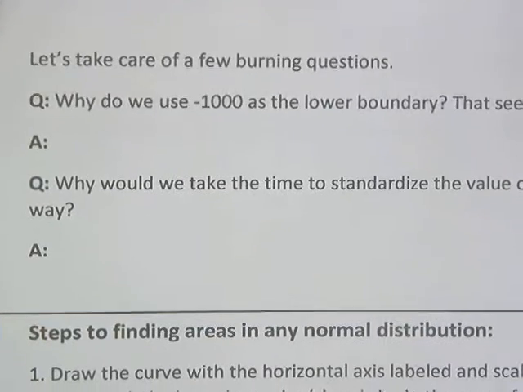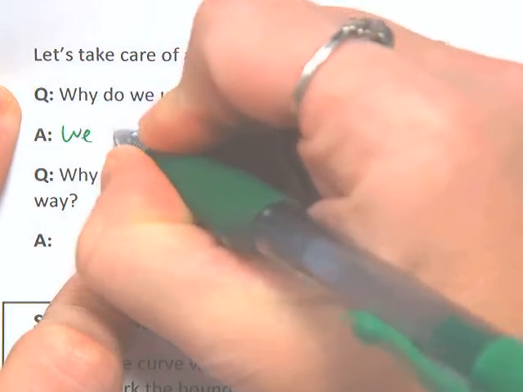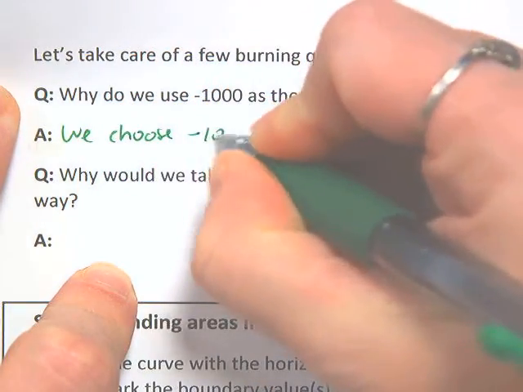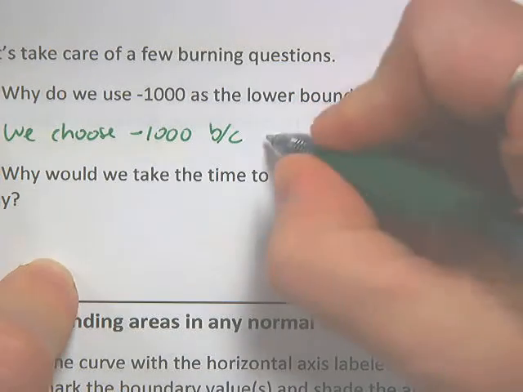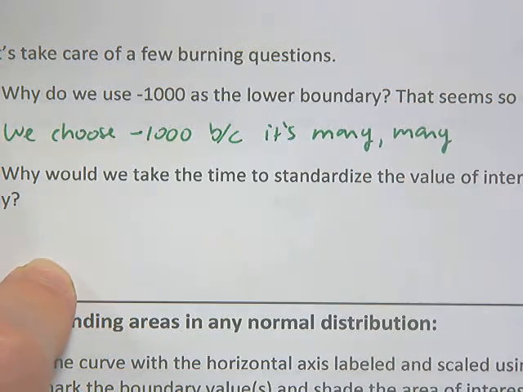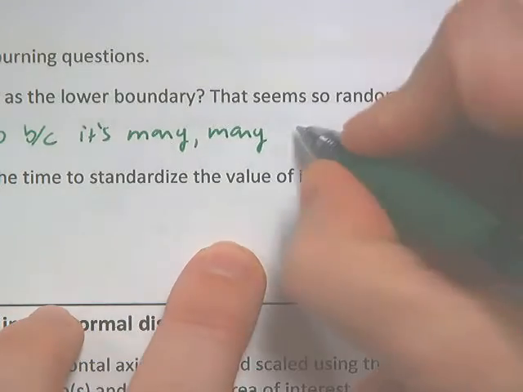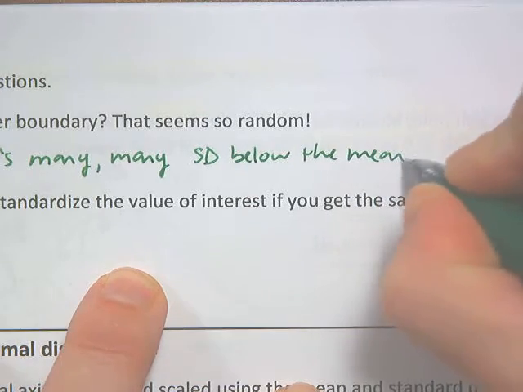And I just want to answer a couple of questions that some of you might have. Why are we using negative 1,000 as the lower boundary? It seems really random. So what I want you to write is we choose negative 1,000 because it's many, many standard deviations below the mean.